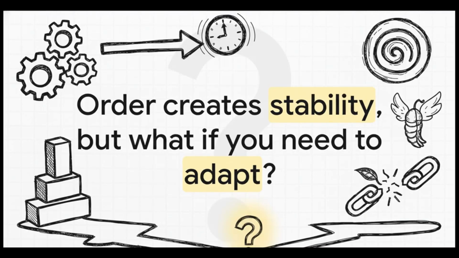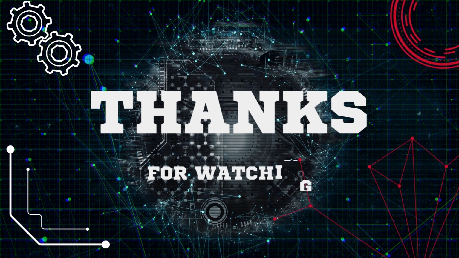But all of this leaves us with one final big question. These old models were designed to provide order, and order creates stability. But the modern software world is defined by constant change. So what happens when the most important thing isn't following the plan perfectly, but being able to adapt to the unexpected? Well, that's a story for another time.